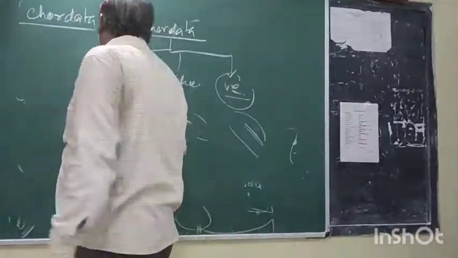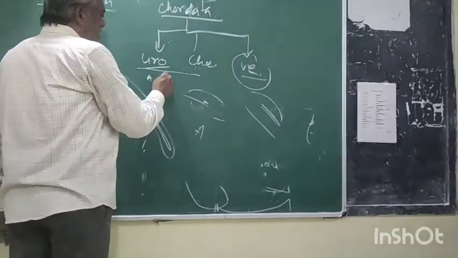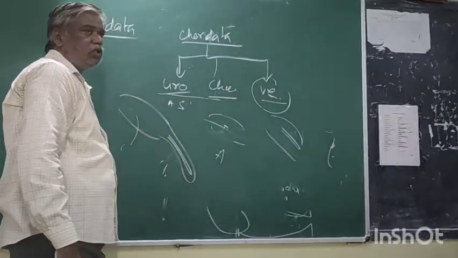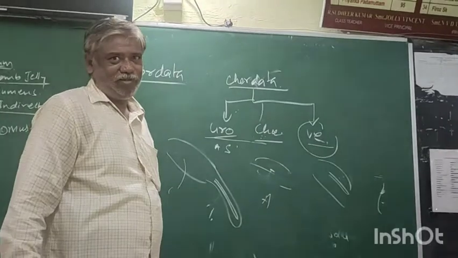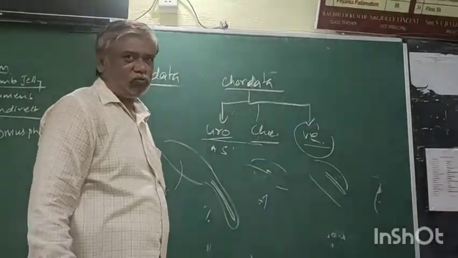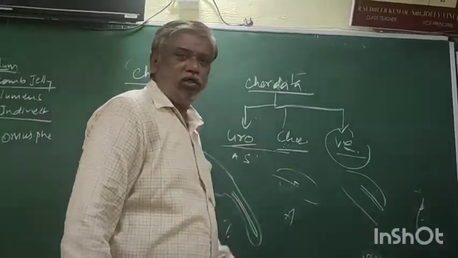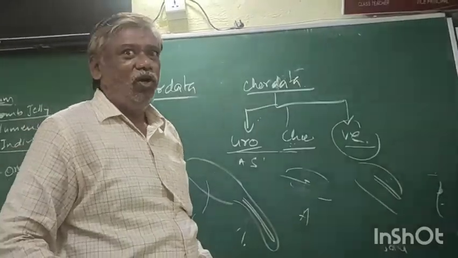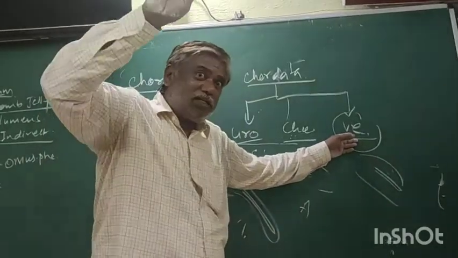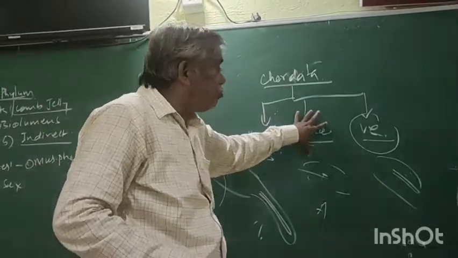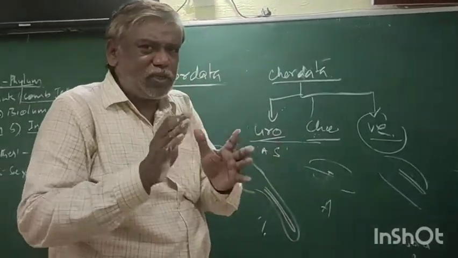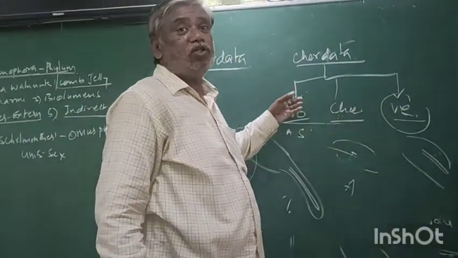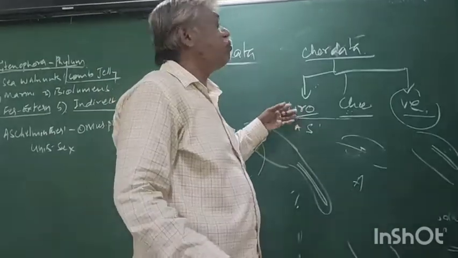Now come to the urochordata: Ascidia, Salpa, Doliolum. Then cephalochordata: Amphioxus. Now among these 3, a beautiful question: which is 100% chordate, the typical chordate? Urochordata is advanced chordates, but cephalochordata is primitive. You see 100% chordate characters in cephalochordata. Hence, this is called the typical chordates. Sorry, this is the primitive chordates.